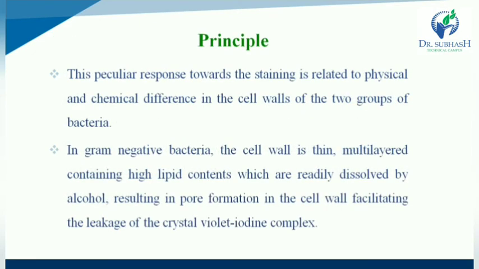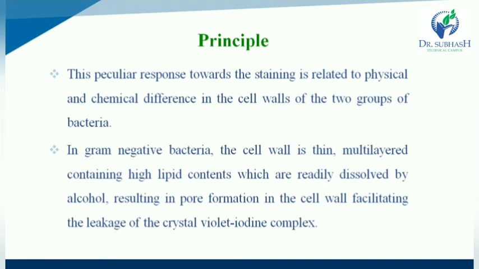Principle: this peculiar response towards the staining is related to physical and chemical differences in the cell walls of the two groups of bacteria. So the principle is that staining is related to physical and chemical differences in the cell wall of the two groups of bacteria. Gram positive bacteria and gram negative bacteria both have different cell walls, with differences in chemical as well as physical properties.